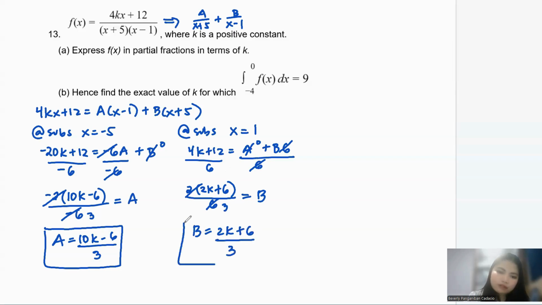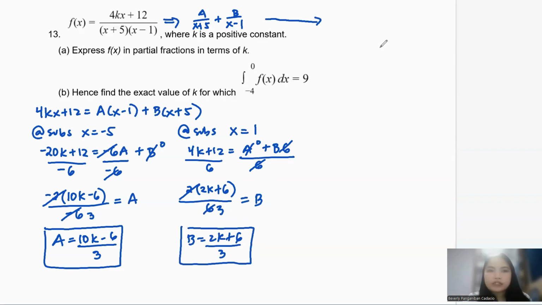We need simplest form, my dear. Wherein you will have 10k minus 6 over 3 multiplied by that x plus 5, yeah. And then you're going to have b, which is 2k plus 6 over 3 times x minus 1. Okay, now what you're going to do is that is not yet done. You need to integrate that, right?